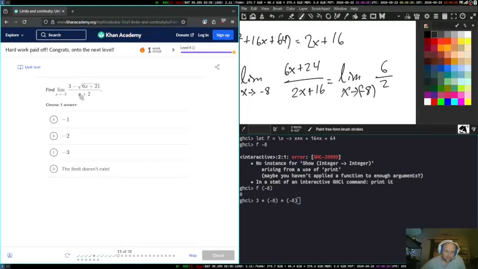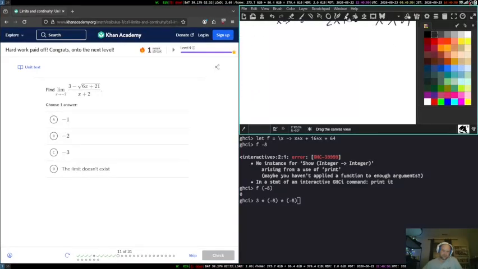So minus the square root of 6 times -2, which is -12, minus 12 plus 21. That's 9. The square root of 9. Okay, so we do have a 0 over 0. So real world, I'm going to use L'Hopital's rule. And I'm going to get... Actually, okay, this is maybe a good example of L'Hopital's rule.